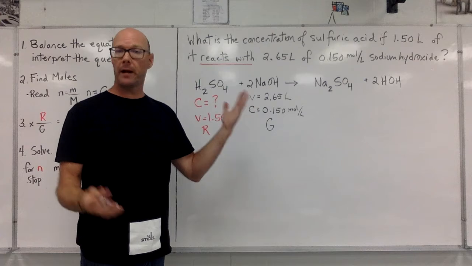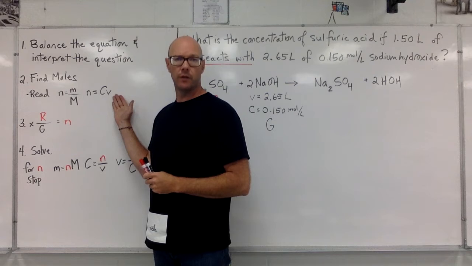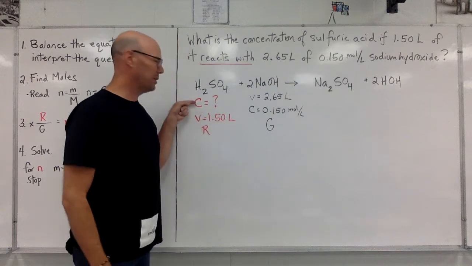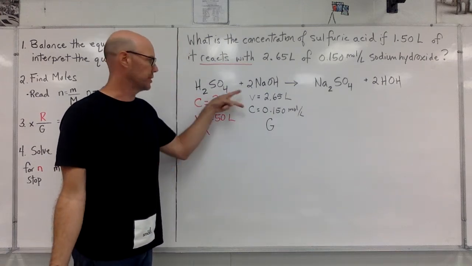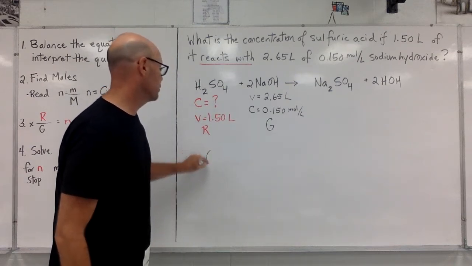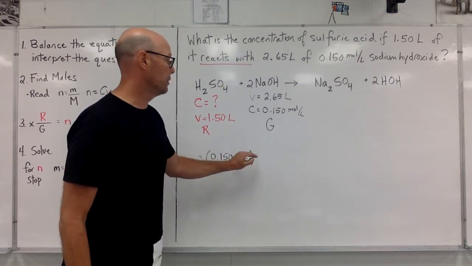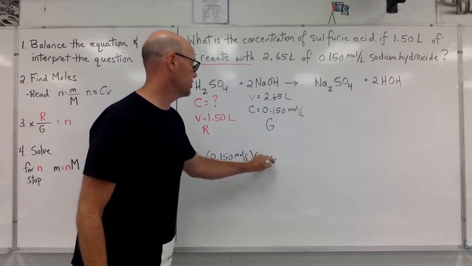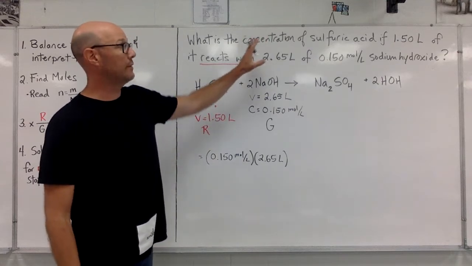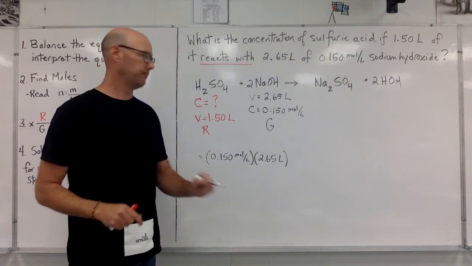Reading, mass over molar mass, clearly not. All we have are C's and V's. We have to find moles by doing C times V. But this C and V must belong to the same chemical. Here we don't know the concentration. We're not using those values first. C times V. Concentration is 0.150 moles per liter. The volume, 2.65 liters. Big reminder that volume must be in liters. This question gave us it in liters. What a relief. Be on the lookout for those times where you have to do the unit conversion yourself.